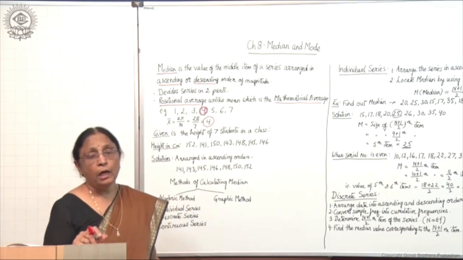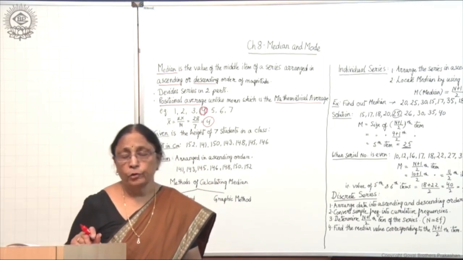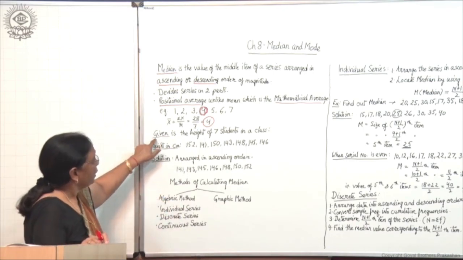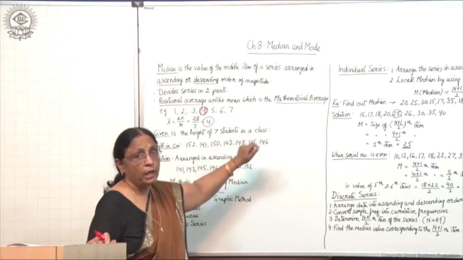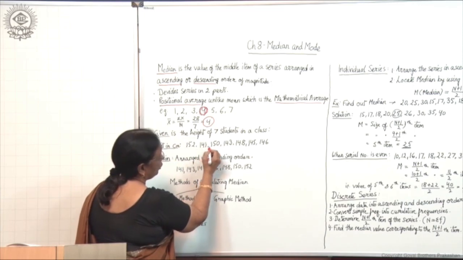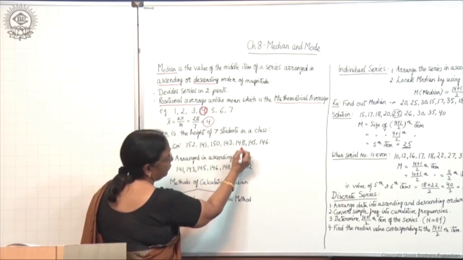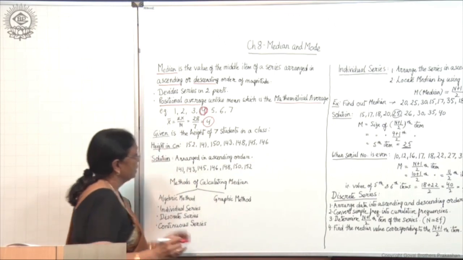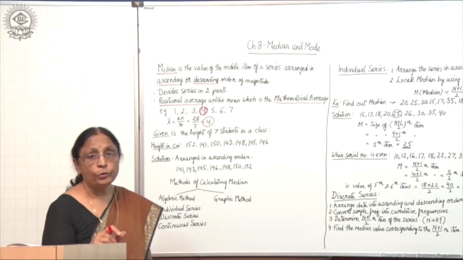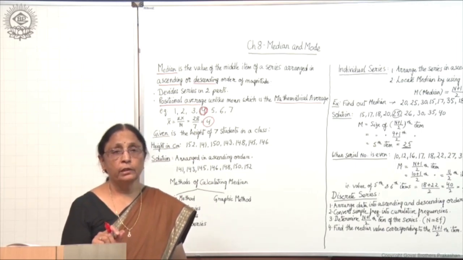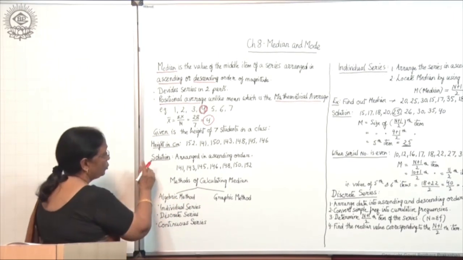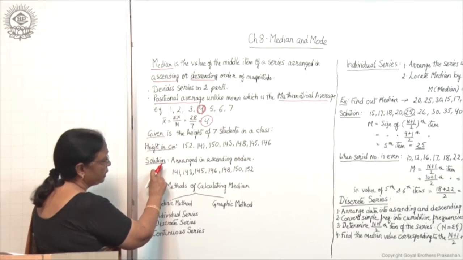Now we will see how the median is calculated with the help of an example. Given is the height of 7 students in a class. Height in centimeters is 152, 141, 150, 143, 148, 145, 146. You are supposed to calculate the median height in this case, right? How to calculate median? Solution is here.